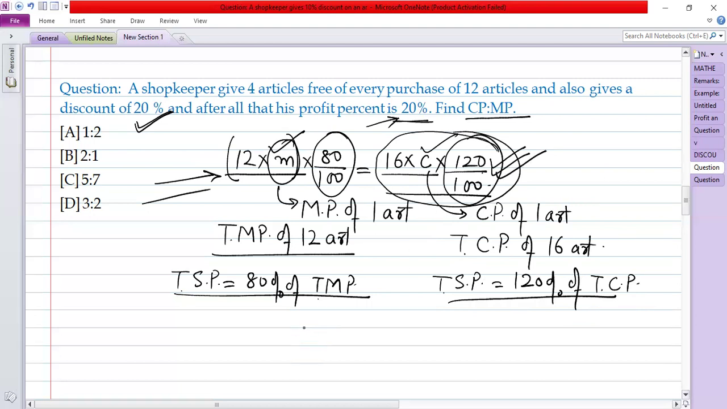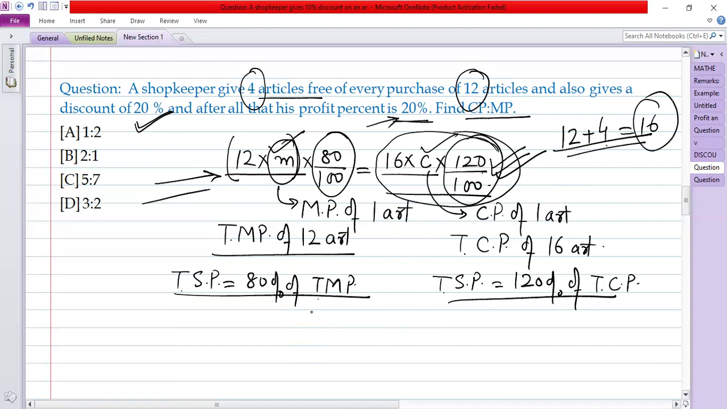So here, obviously, the shopkeeper is giving four articles free for 12 articles. Means, in order to give four articles free for 12, he has to purchase a total of 16 articles first.